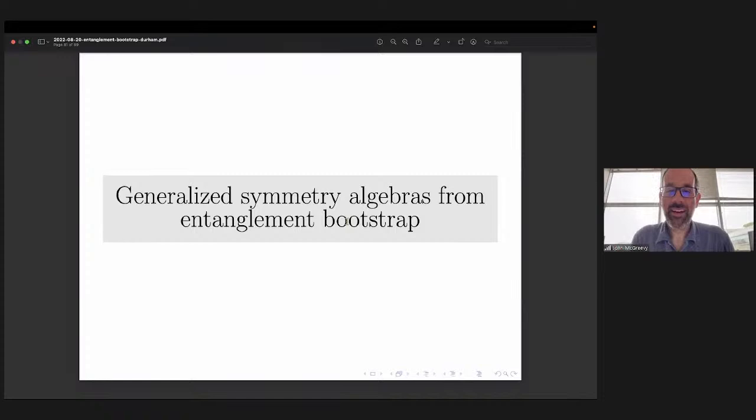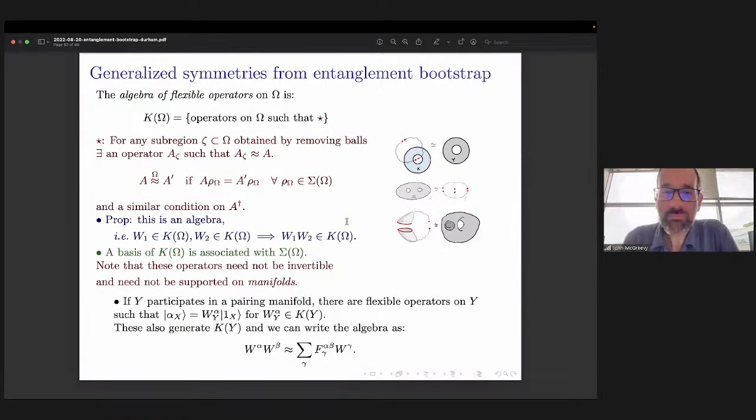In fact, the symmetries that I'll talk about are as crazy as any symmetries that anybody has considered. In particular, it's possible to construct an algebra of flexible operators on an arbitrary region, in this context. It's the set of operators on the region that satisfy the following condition. For any subregion zeta in the region that's obtained by removing balls, so that zeta can be extended by adding balls to the whole region, there's an operator with the property that its action on any element of the information convex set agrees. Essentially, you can erase the whole region except for something that's homotopic to the region. In the case of the annulus, this thing is a string operator, a closed string.